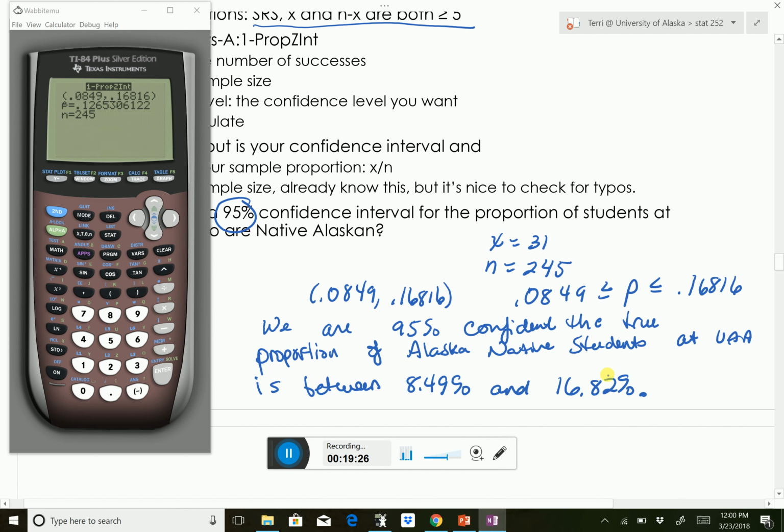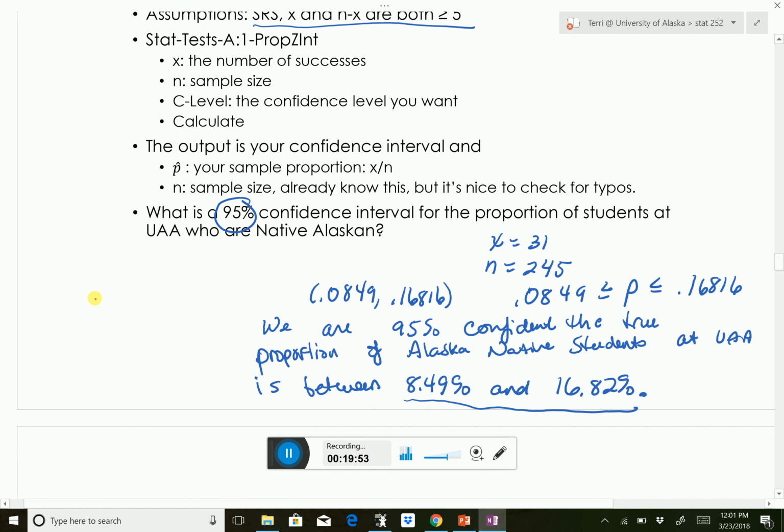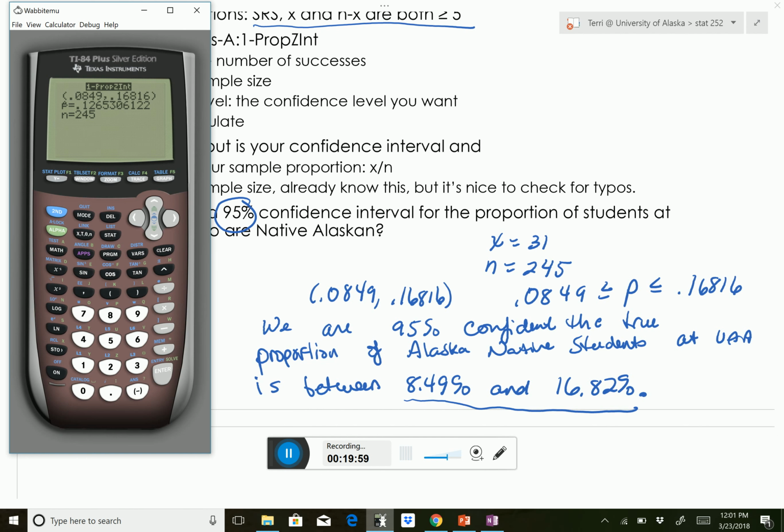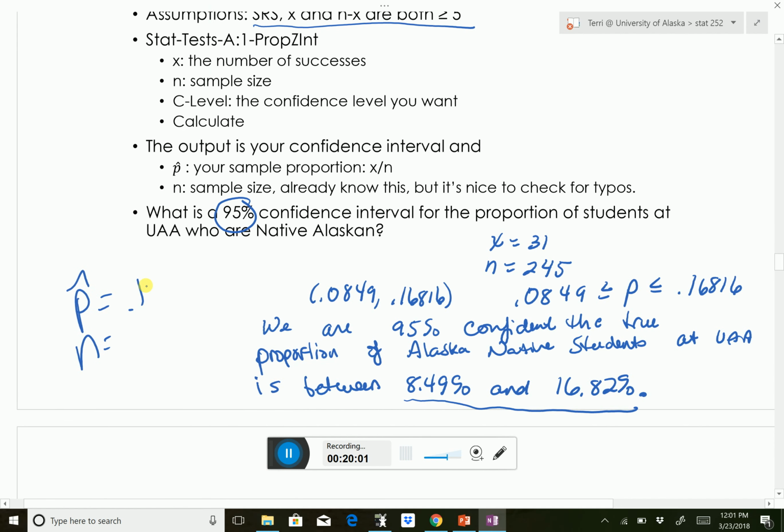Now you'll notice that this also gives me the same conclusion that I drew in my test, because remember, the state of Alaska is 15.6% native. Is 15.6% contained in this interval? Yes. So it is possible that the UAA students are 15.6% native because that's within our 95% confidence interval. And you'll also notice it gave you the p hat and it gave you the n as well. 0.127, yeah. And n was 245.